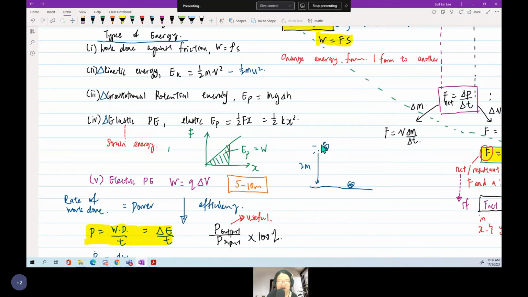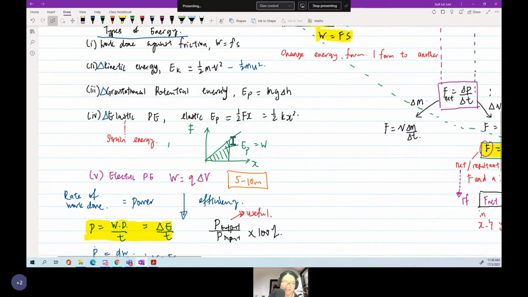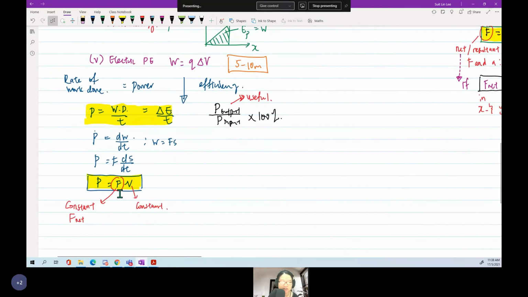Oh, I missed out one. It's a 1 mark question. Work done by gas. I don't know why it's here, by the way. And yes, for this one, you can only use it if they're both constant, okay? Can?